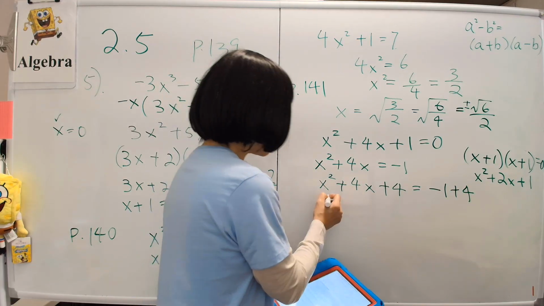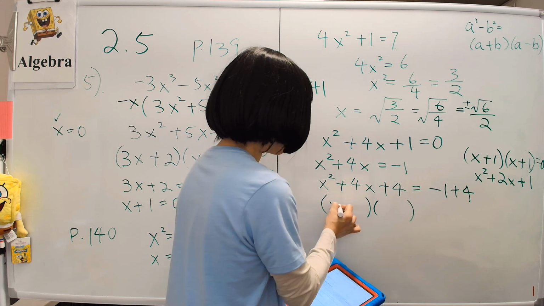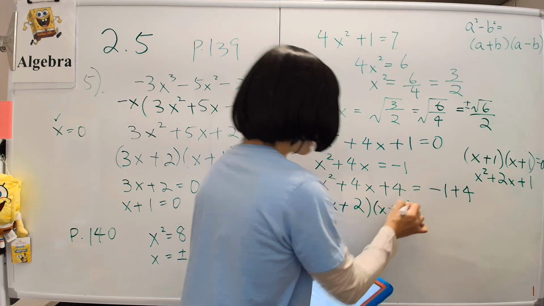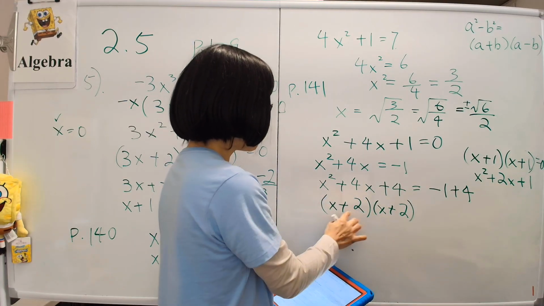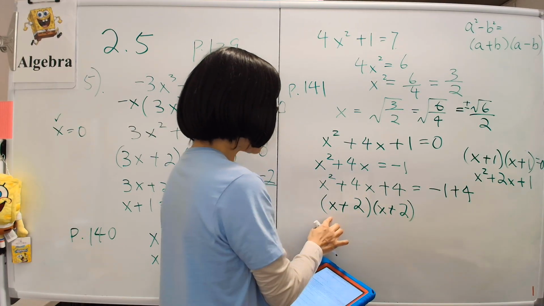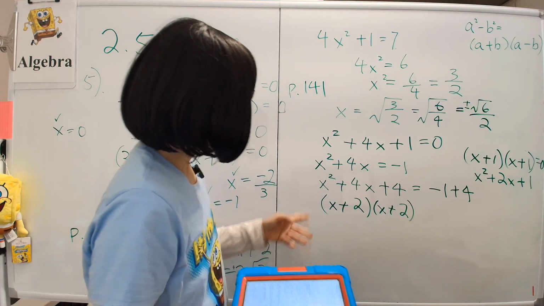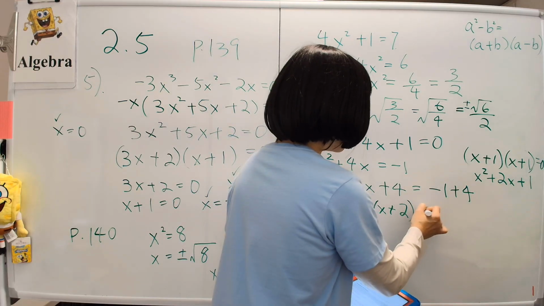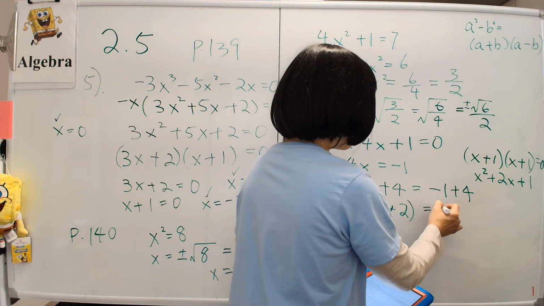Well, by that I mean when you factor this thing, it will become exactly x plus 2 times itself. Okay, that's what a perfect square is. So when you multiply this out, that's x squared, right? Plus 2x plus another 2x, that's 4x, and then 2 times 2 is 4. So this will come out to be exactly this part. Now on this side, we have minus 1 plus 4, then it becomes a 3.